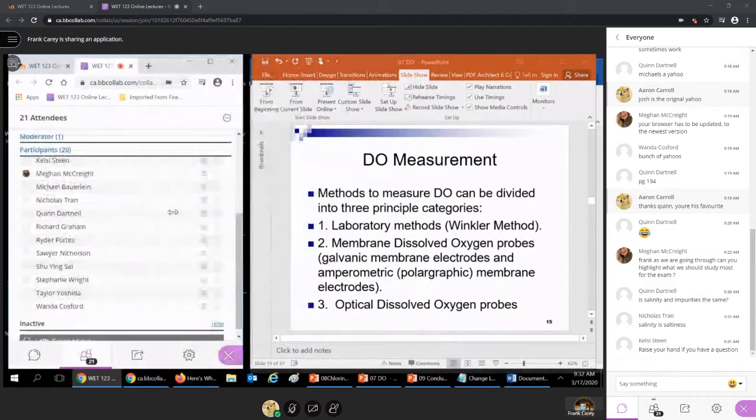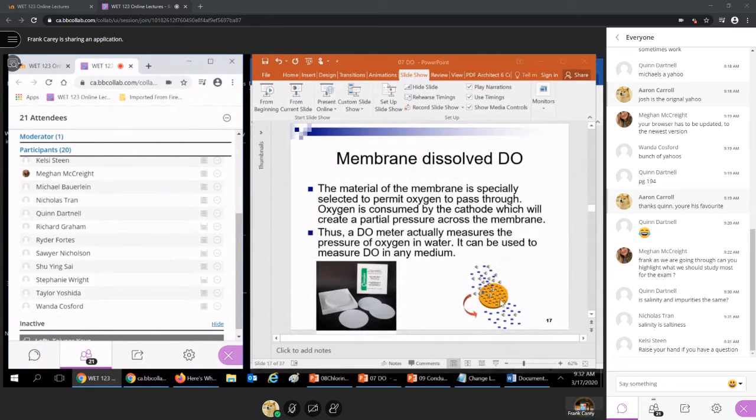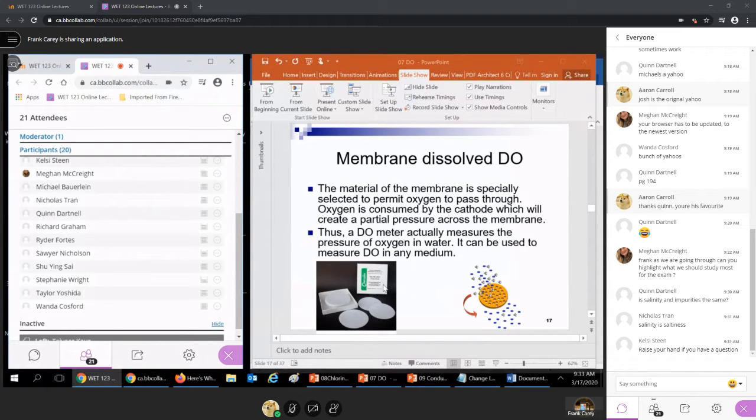Good. Okay, good. All right, so we're not going to be discussing laboratory methods here. We will be discussing 2 and 3. So membrane dissolved oxygens. Frank is going to fast forward just a few slides. I will be returning to this slide 16 in a second. But I'm going to show you this slide here. Basically, what a membrane is, well, okay, everybody knows what a membrane is. But these membranes have a size that only allows oxygen molecules to pass.